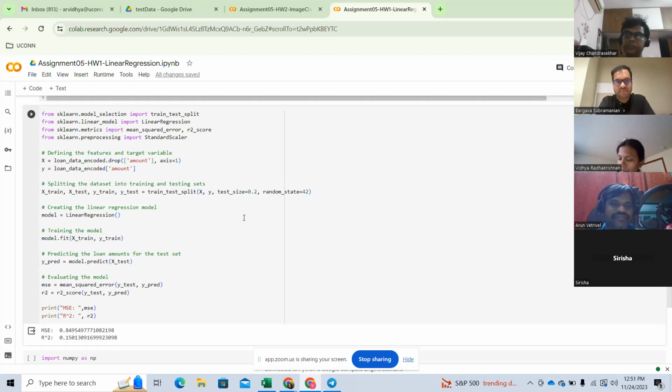MSE tells me whether I am hitting my objective function, on my loss. On the other hand, what am I trying to do? I'm trying to build a linear regression. How good is my model? Which is what R square tells me. Is my hyperplane good or not? R square closer to 1 is good, R square closer to 0 is bad.